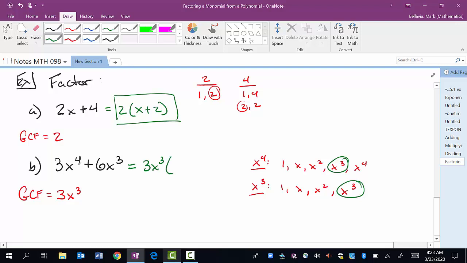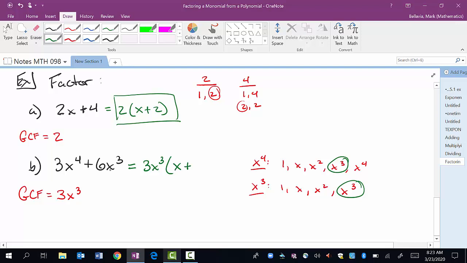And then parentheses, remember how it works. We're undoing multiplication. You divide by the GCF. So 3x to the fourth, dividing out 3x to the third from it is really how we factor it out. So 3 divided by 3 cancels to a 1. X to the fourth divided by x to the third is just a single x. So 1x is just x.